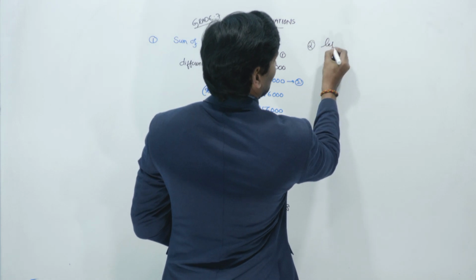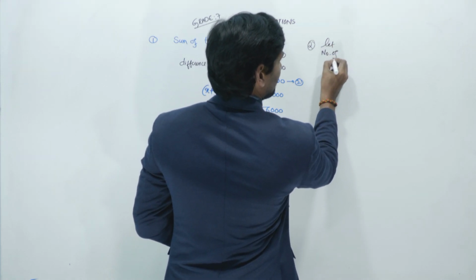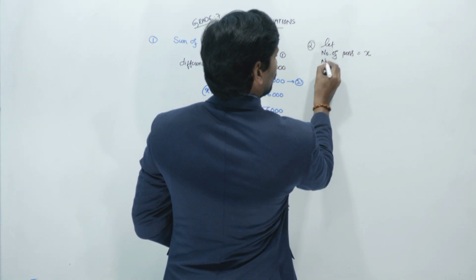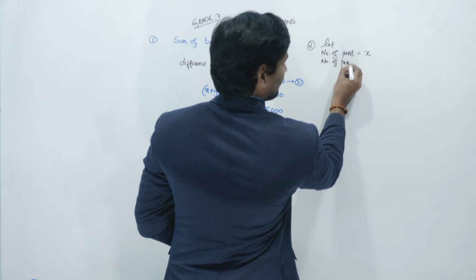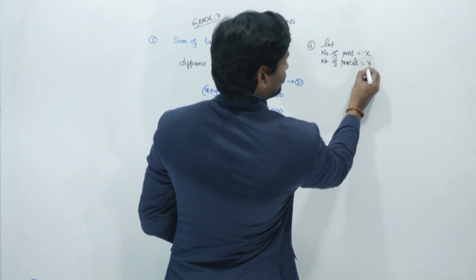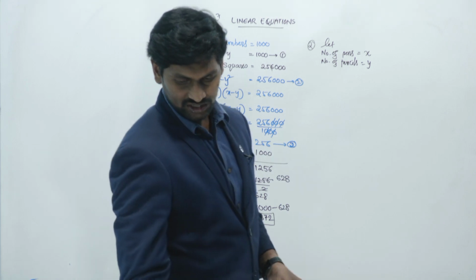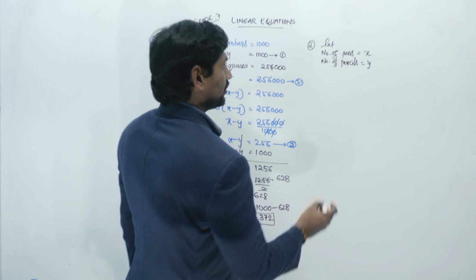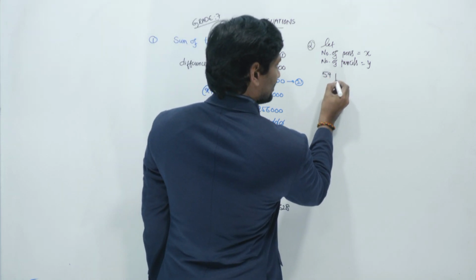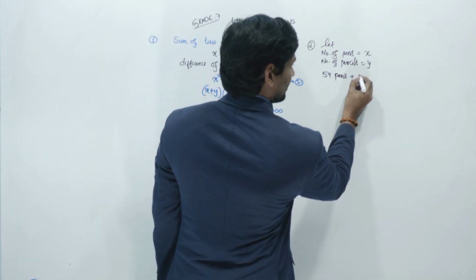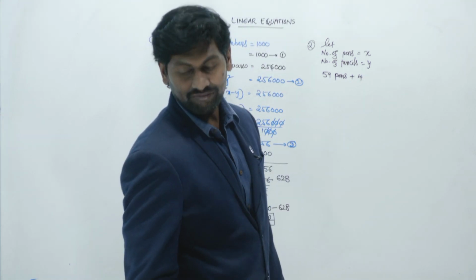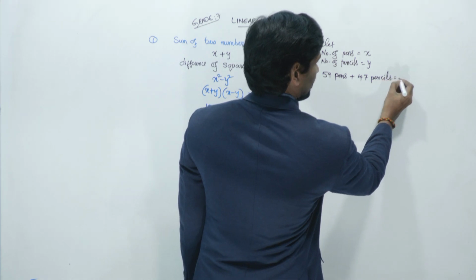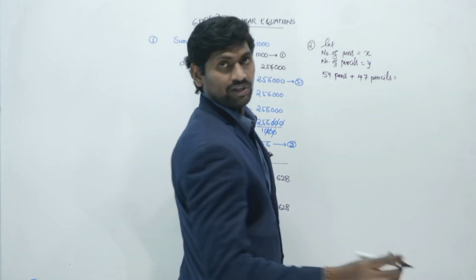Okay, let the number of pens equal x and the number of pencils equal y. Okay, now here 59 pens, right? According to the problem, 59 pens plus 47 pencils together cost 631.